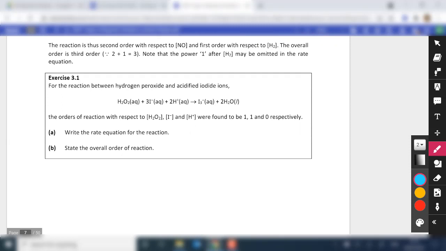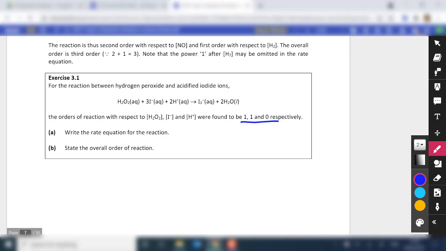Okay, so we have an exercise 3.1. We can easily do a quick one, no problem. The question is for the reaction between hydrogen peroxide and acidified iodide ions. The order of reaction with respect to H2O2, I minus and H plus were found to be 1, 1, 0 respectively. Write the rate equation. I think it's clear cut because you were told the answer.